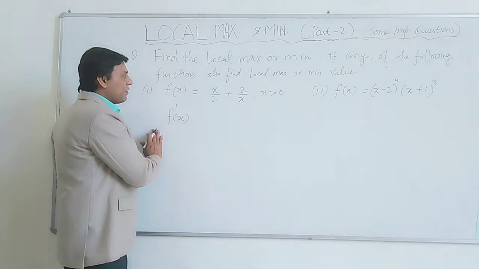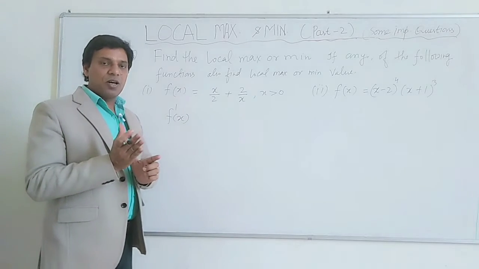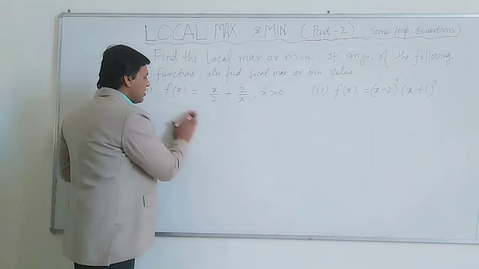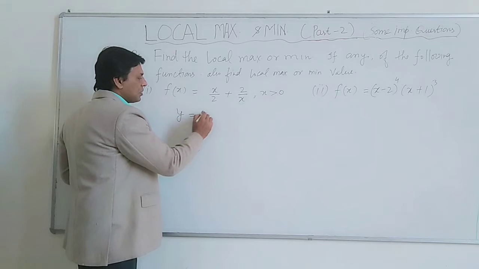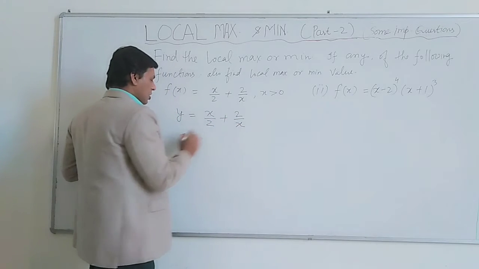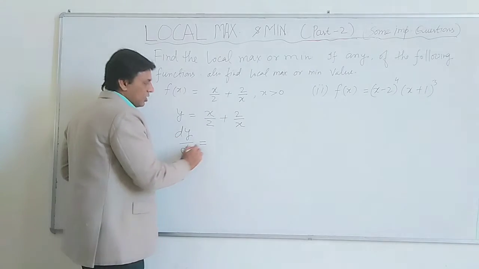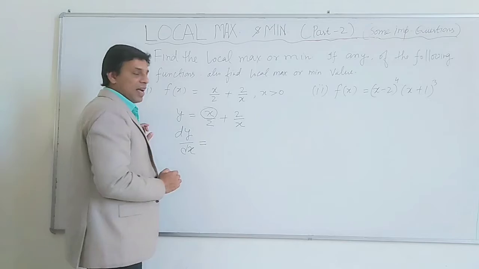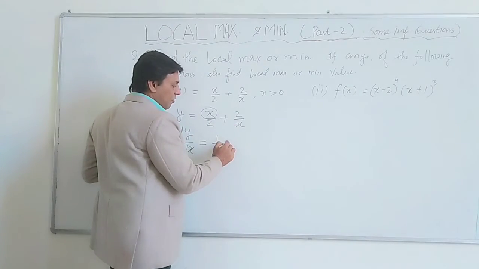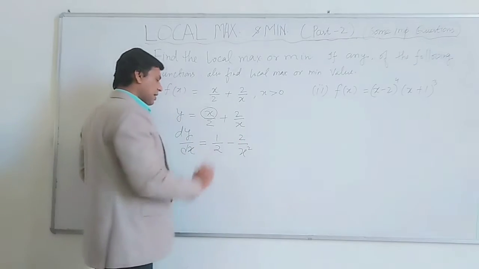In the second derivative test, I'll tell you that instead of assuming f(x), you assume y. So suppose y equals x upon 2 plus 2 upon x. Now I am going to find dy upon dx. The differentiation of x is 1, so that is 1 by 2, and the differentiation of 1 upon x is minus 1 upon x square. So this is the derivative.